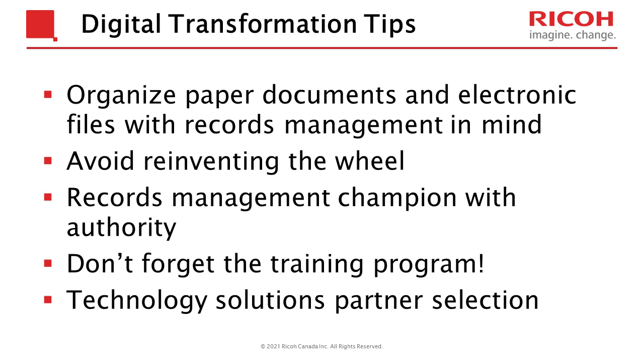So here we have some digital transformation tips. When we talk about digital transformation here, we're again talking about our paper world, our documents, our records in paper, and we're moving that towards the electronic world. So the first tip here is we organize our paper documents and electronic files with records management in mind. And we'll talk a little bit more about this in the coming slides. Then we also want to avoid reinventing the wheel. And we'll see this later as well, what I mean by reinventing the wheel.